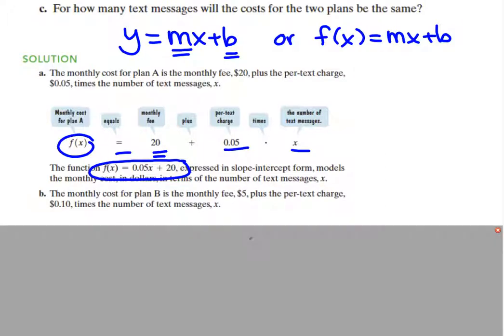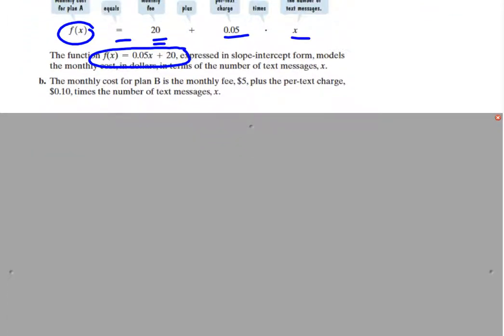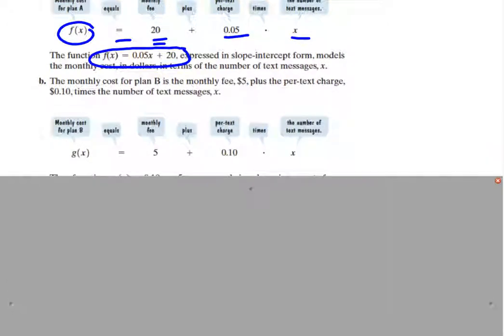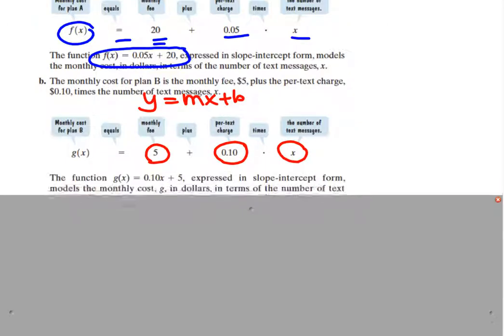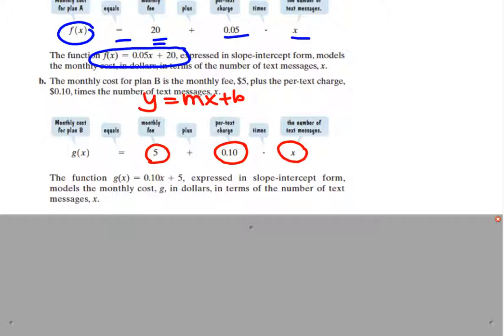All right, part B, very similar to part A. Remember, that is $5 as the original amount and then 10 cents per text. So very similar equation in slope-intercept form, y equals mx plus b. Your b is your original $5, your continuous rate of change is 10 cents, and the number of text messages is x. So when you write that as a function, g of x equals 0.10x plus 5, where x represents your number of text messages, and g of x represents your total cost.